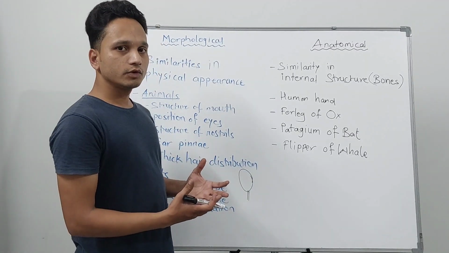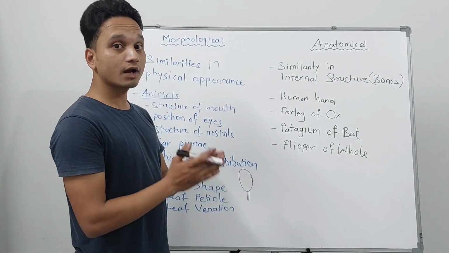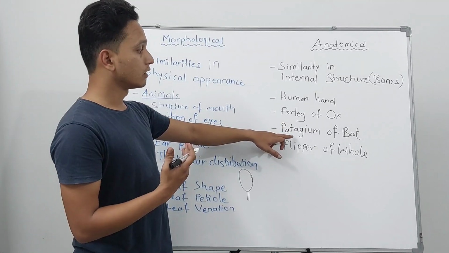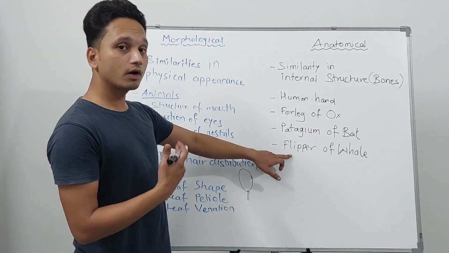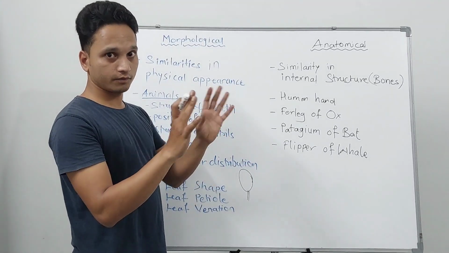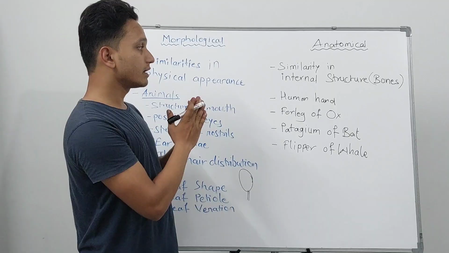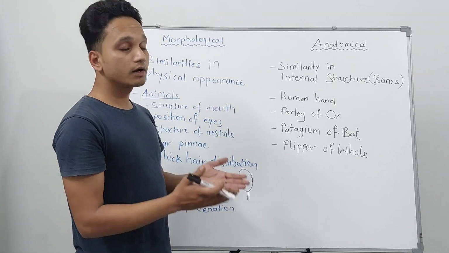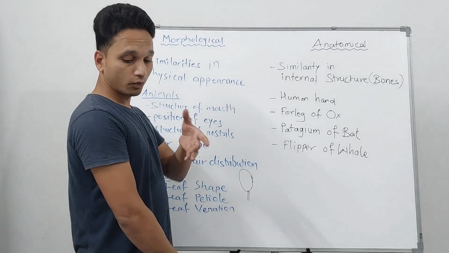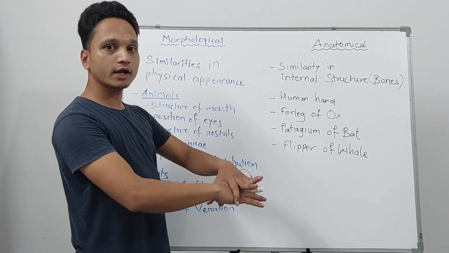Physically, if you see, you do not see any similarity between all four of these. But if you study the internal structure of a human hand, a foreleg of an ox, a patagium of a bat, a flipper of a whale, they might be looking different from outside, from their physical appearance, from their morphology. But if you study their internal structure, they are nearly similar. They show nearly similar patterns. They show one bone right over here, two bones set right over here and multiple bones set right over here.